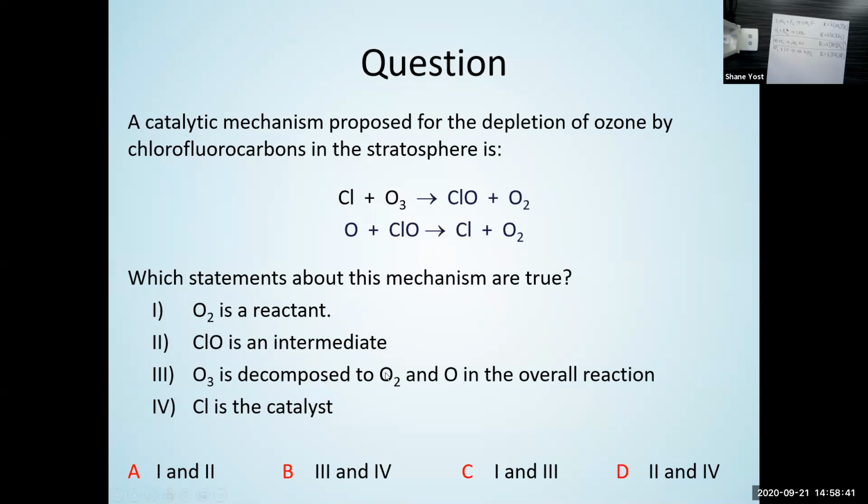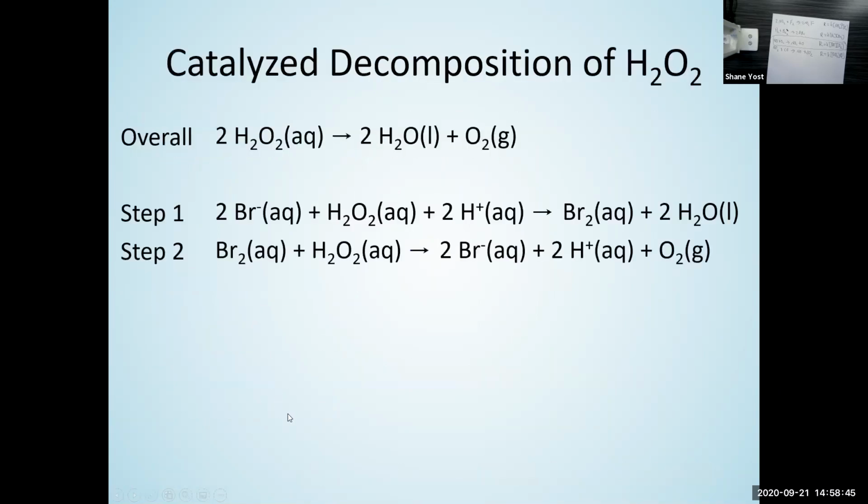Okay. No problem. Just want to make sure it's clear. So you are correct, ClO is an intermediate. All right, so then back to this example, right? So what here is a catalyst, and what here are intermediates?